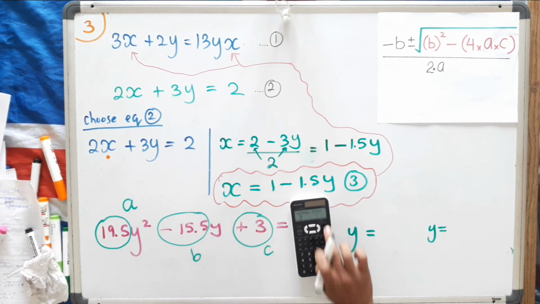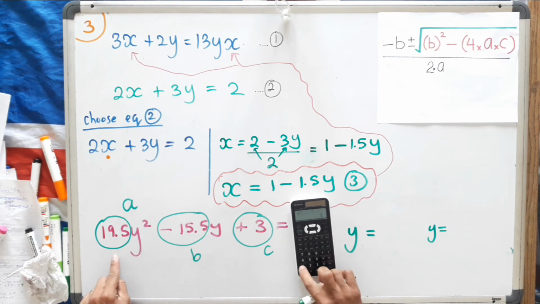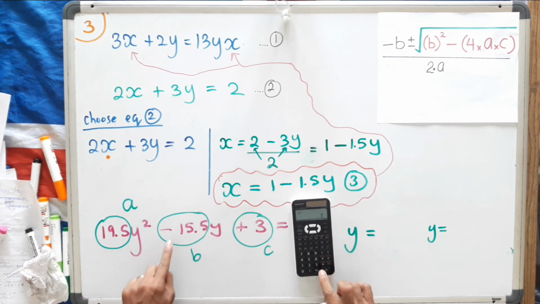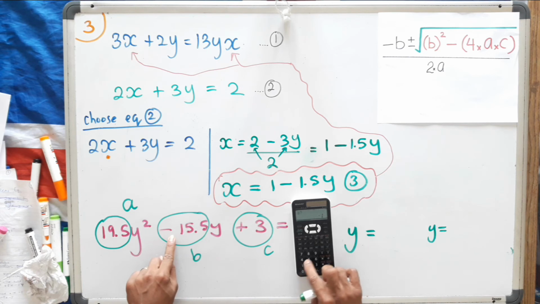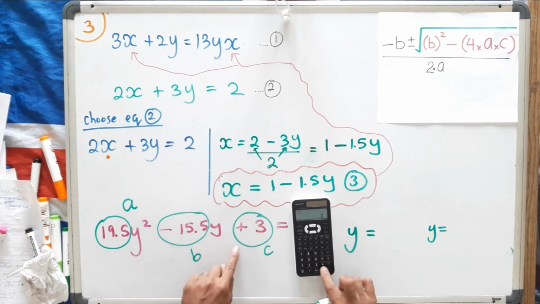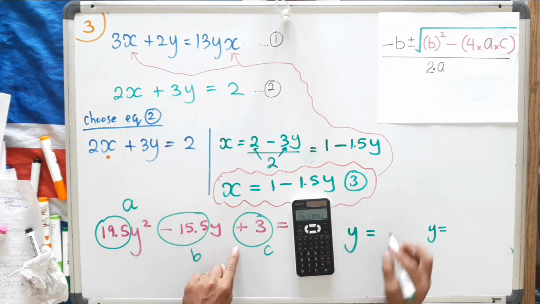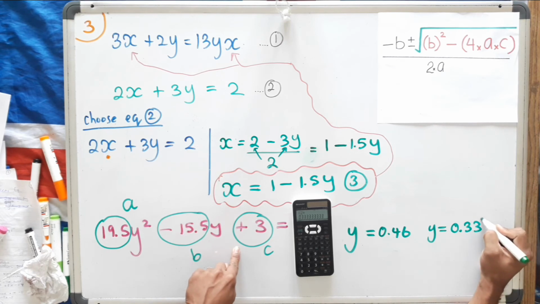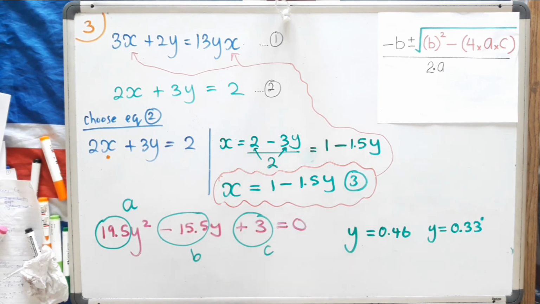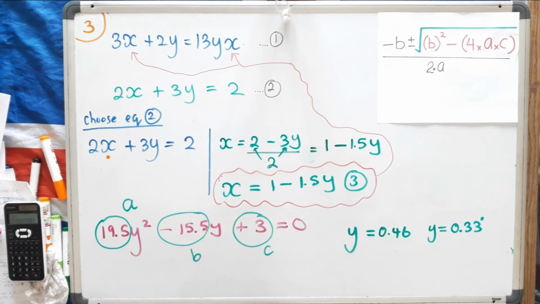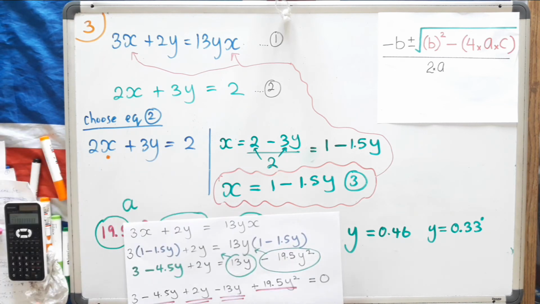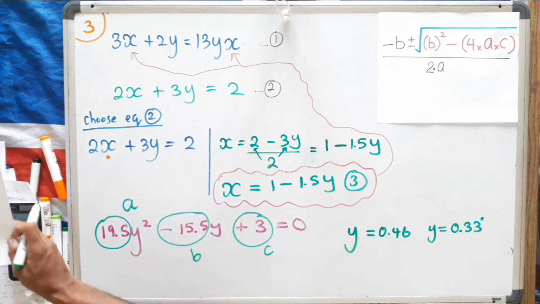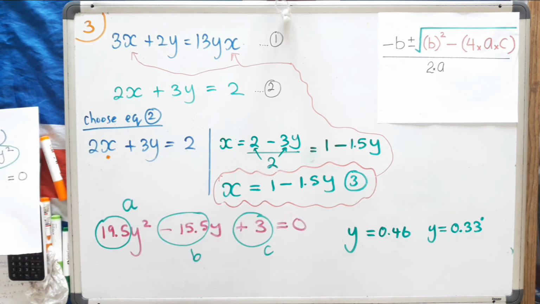Let's see this. Mode 2, 2. A is 19.5, press equal. B is negative 15.5, press equal. And C is 3. I got 0.46 and 0.33 recurring. So this was really wanted. All right. So I'm just double checking my working to make sure everything was good here. Nope, I don't see any mistakes. All right, so we got two answers for y.